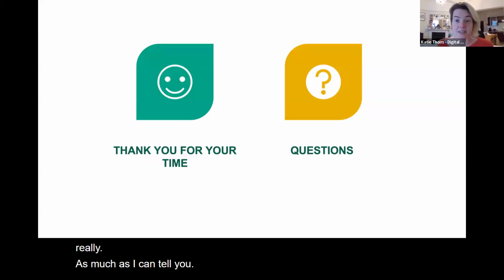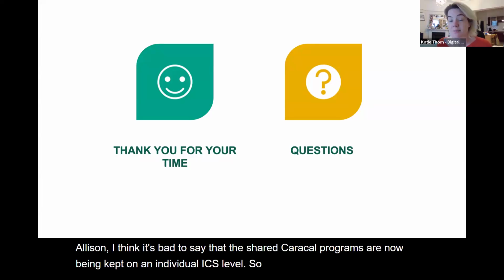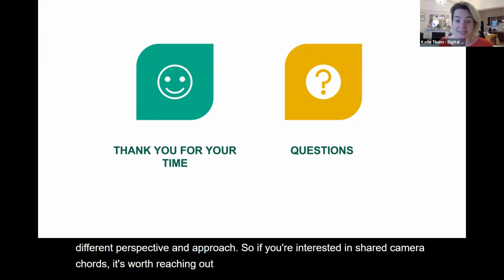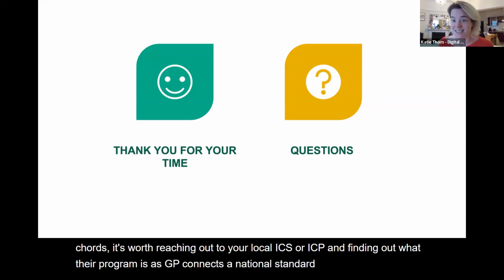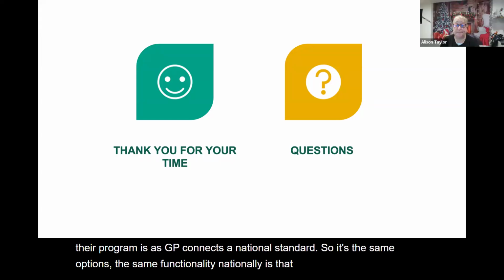Alison, I think it's fair to say that the shared care record programs are now being kept on at an individual ICS level. So each one will have a slightly different perspective and approach. So if you're interested in shared care records, it's worth reaching out to your local ICS or ICB and finding out what their program is, as GP Connect's a national standard. So it's the same options, the same functionality nationally. Is that right, Alison? Yeah.